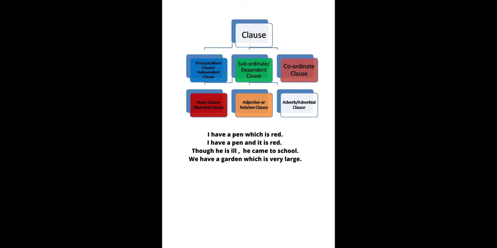Types of clauses, or classification of clauses. Clauses, types or classification of clauses.